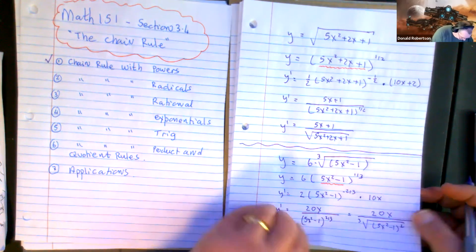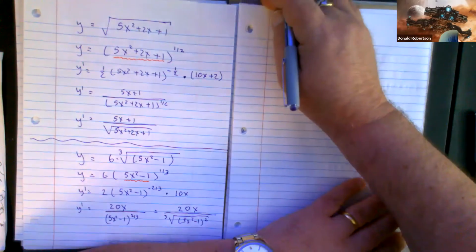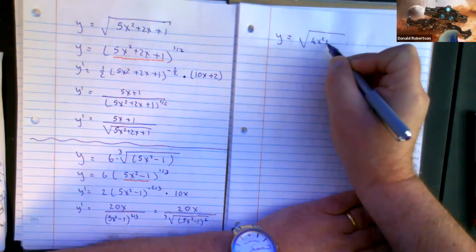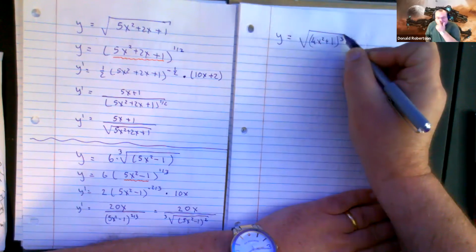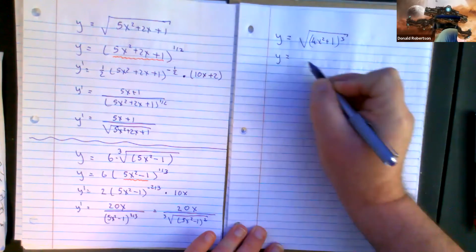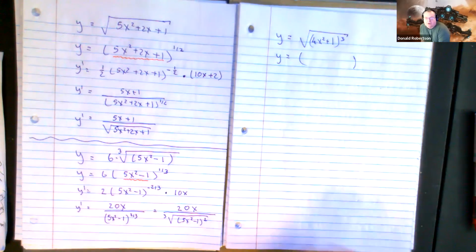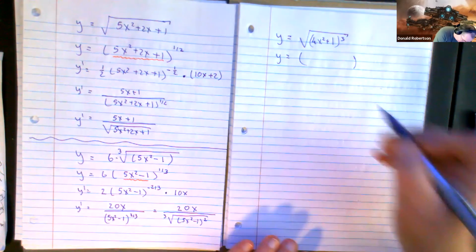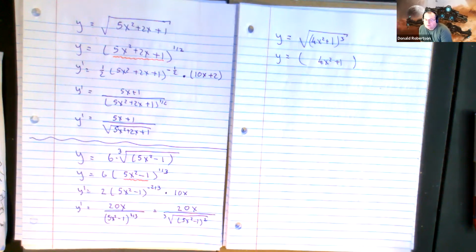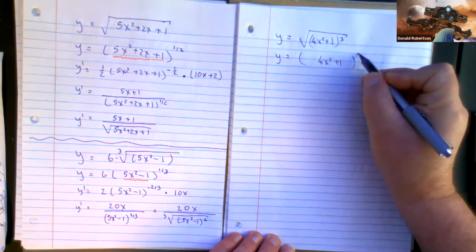Let's try another one. I want to find the derivative of the square root of 4x squared plus 1, cubed. Okay, so the first job is to rewrite this guy in a form that's going to be differentiable. What fractional power of 4x squared plus 1 is this guy? 1/2. Okay, and we would call it 3/2.